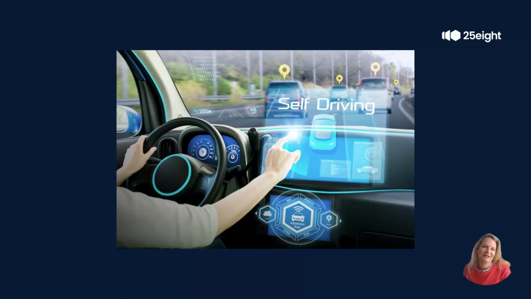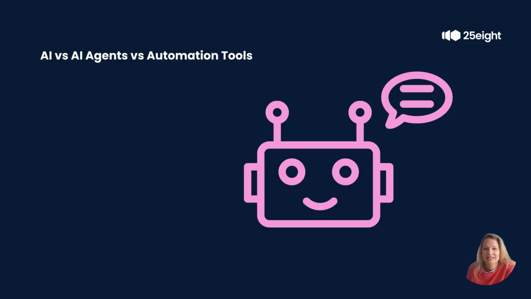We have already started to consider what a self-driving car may be like. In the cars of the future, we may only set a destination and the car will do the rest. This kind of intelligence still requires a lot of parameters in order for it to be safe and successful. In this video, we're going to look at the difference between AI agents and automation tools, why this matters and what this means for your business.